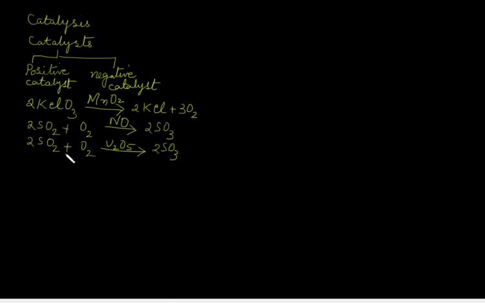So these are three examples for positive catalysis. Now let us take up negative catalysis. In negative catalysis, the catalyst is a negative catalyst and it retards the reaction. Let us see a few examples.